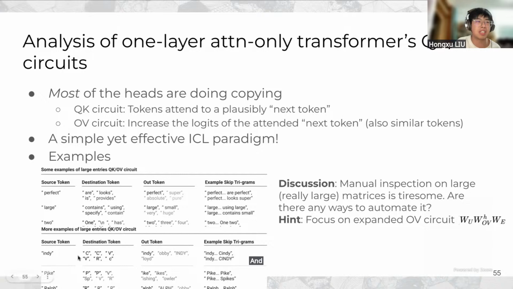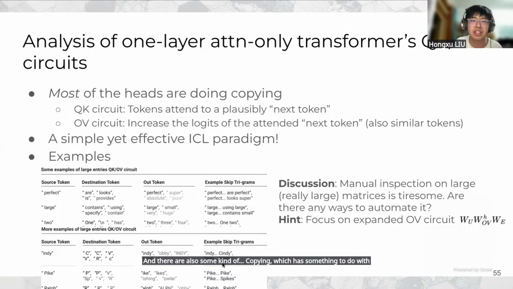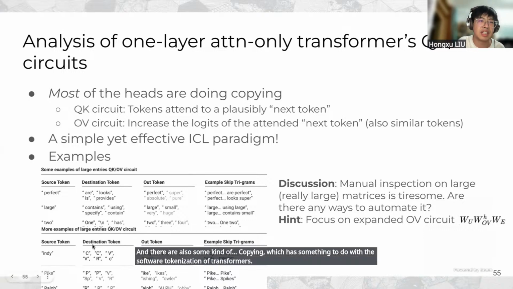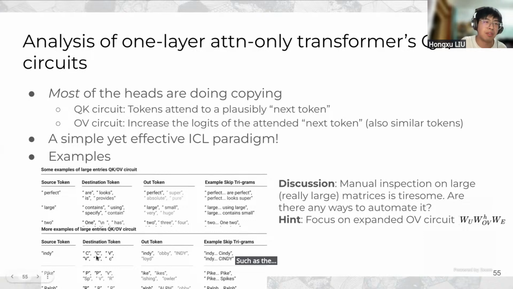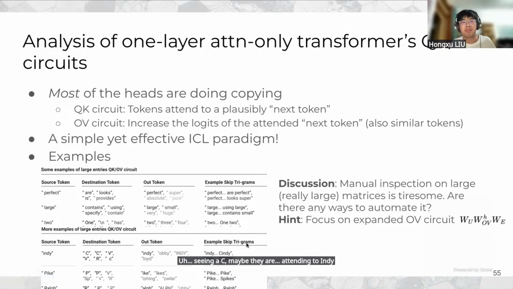There are also some kinds of copying which have something to do with the subword tokenization of transformers, such as if the token we are seeing is C, maybe they are attending to Indy, and they are forming a person named Cindy that is subword tokenized.